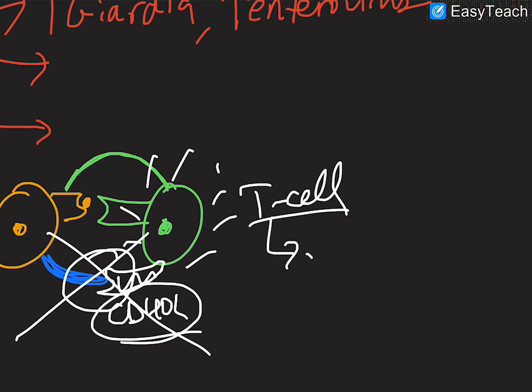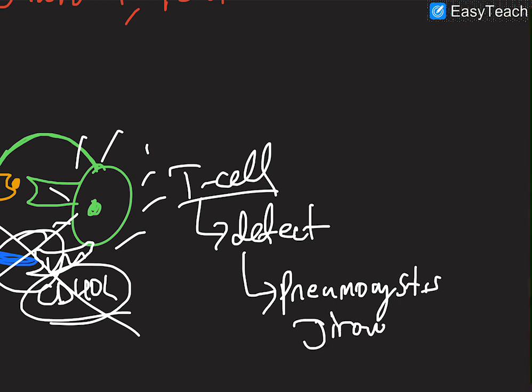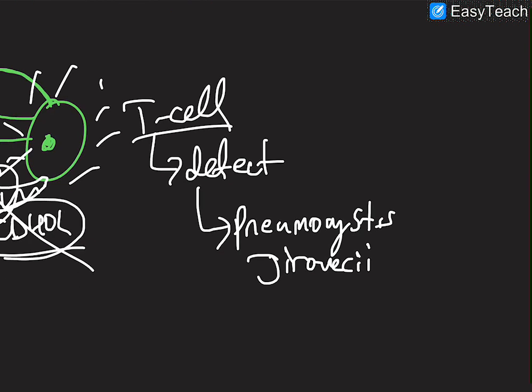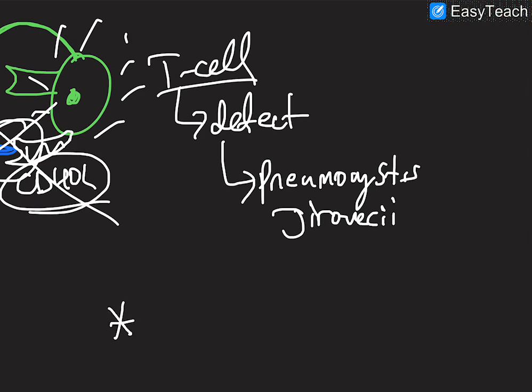So due to the T cell defect, you're at an increased risk of infection from Pneumocystis jirovecii. So that's an important pathogen to know. Pneumocystis jirovecii. Okay, so you have an increased risk of infection from this pathogen too, due to the T cell defect. Another pathogen that you have an increased risk of infection from is Cryptosporidium.